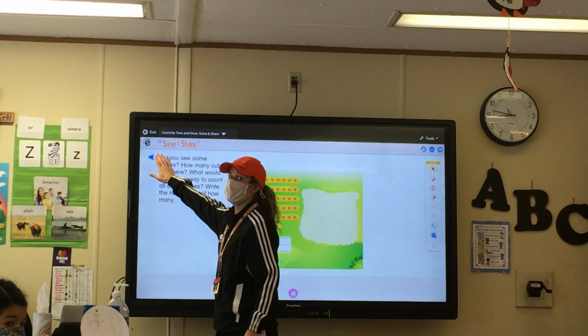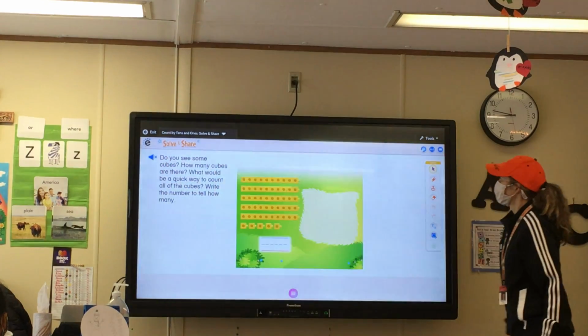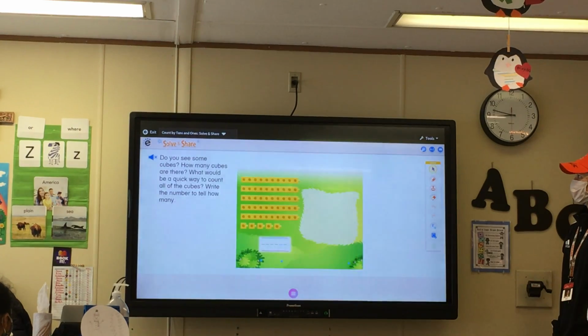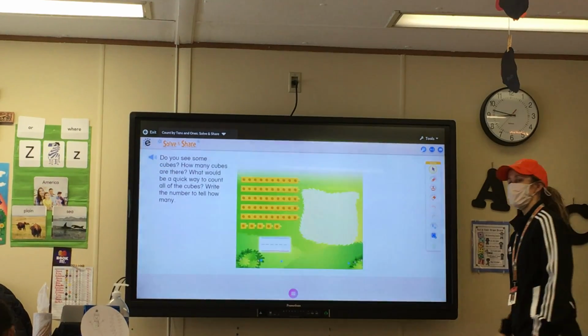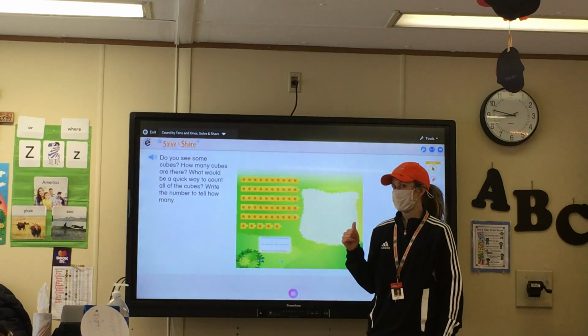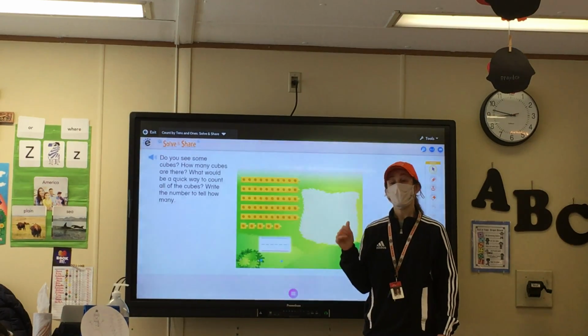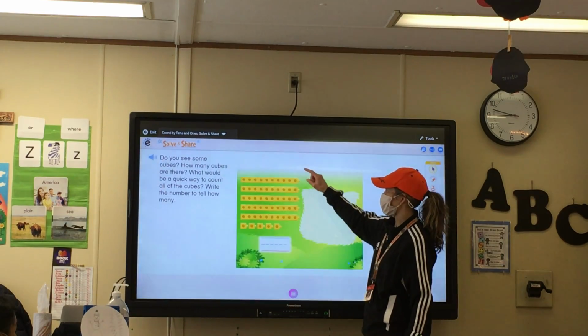Okay, but you guys listen here. Do you see some cubes? How many cubes are there? What would be a quick way to count all of the cubes? Write the number to tell how many. So tell me, what would be a quick way to count these cubes? What am I gonna do? Brady. Okay, I'm gonna start by counting by tens because that's what I have here. I've got rows of 10. So let's do that first. Ready?